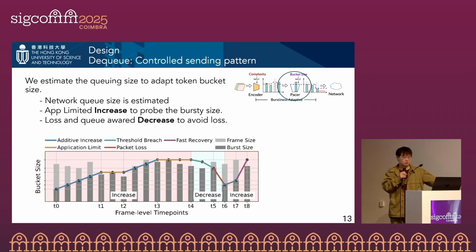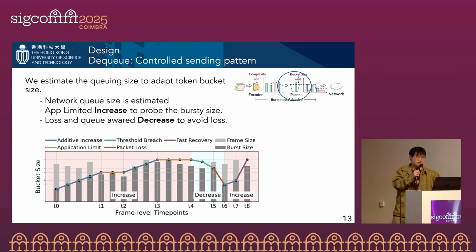So how do we decide the right bucket size? Ideally, we want to know the network's available queue size so that we can know how much data we can burstily send in. But this is impossible to measure directly. So instead, the only thing we estimate is the current network queue size, and we adjust the bucket size according to this current queue size.